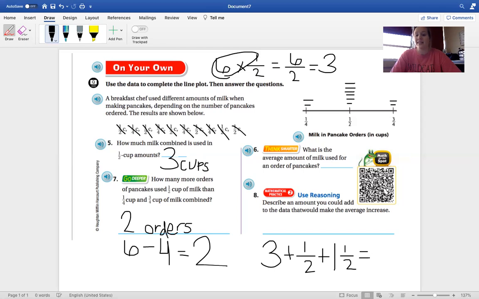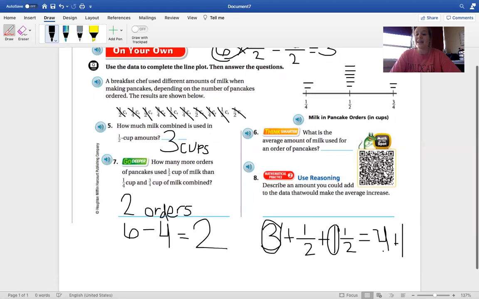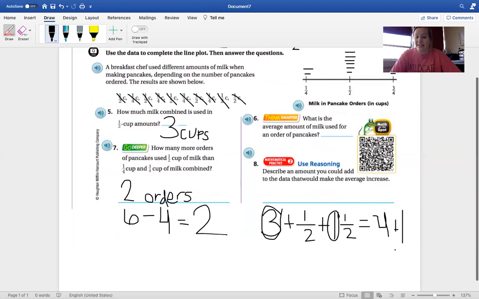So when I add these numbers, I can add my whole numbers, 3 and 1, and I know that I get 4. And then all I have left is 1/2 plus 1/2, which is 2/2 or 1. And I know that 4 plus 1 is 5. Well, this number 5 right here is all of the milk added together. But I need to know an average. And we said we had 10 different orders of milk.